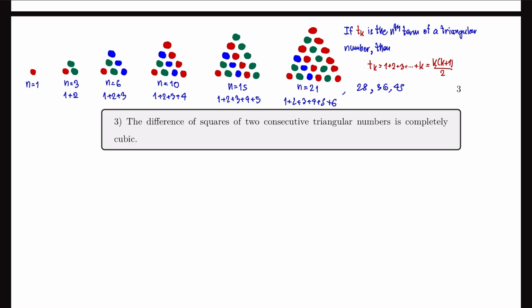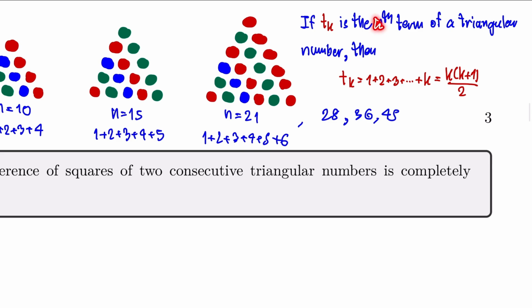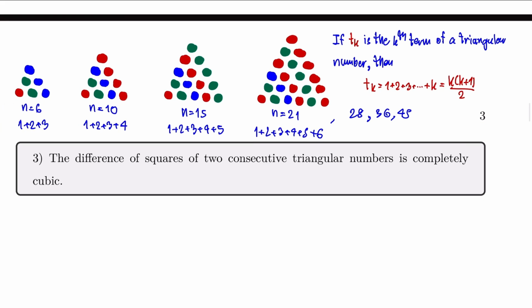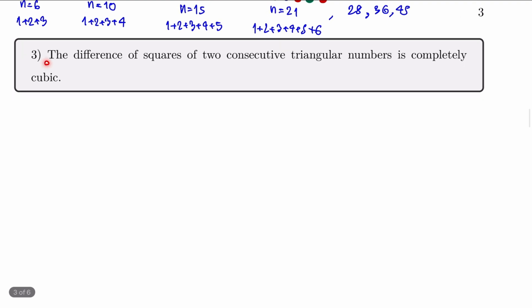So if I say t_k is the kth term of triangular numbers, then t_k turns out to be 1 plus 2 plus 3 all the way to k, which is k times (k plus 1) over 2. Okay? Now take a look at this statement and we will show it.